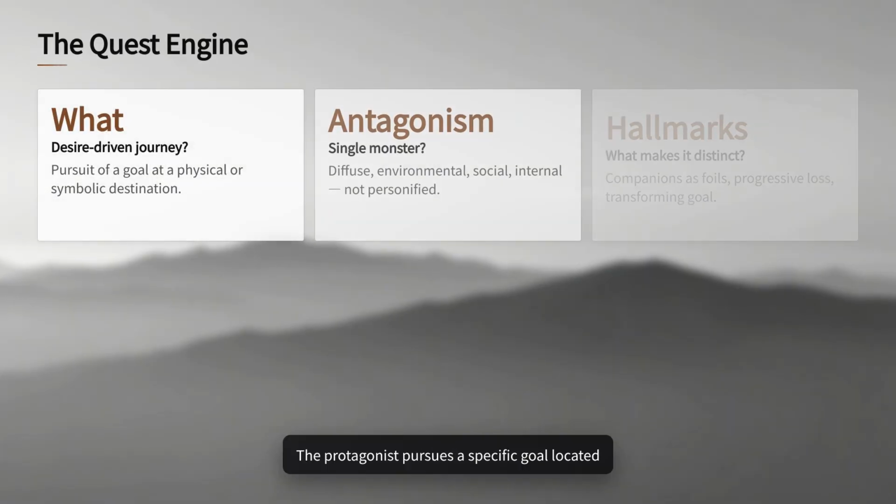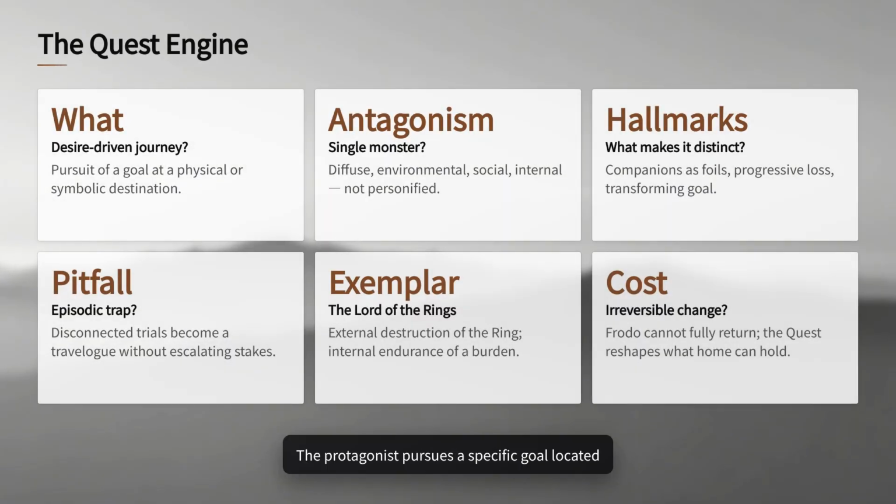The quest. The protagonist pursues a specific goal located at a physical or metaphorical destination. The journey toward that goal is the story. The quest differs from overcoming the monster in that the antagonism is diffuse, rather than embodied in a single force. The obstacles are many, varied, and often environmental, social, or internal, rather than personified in one opponent. The emotional core is not survival, but desire and perseverance.